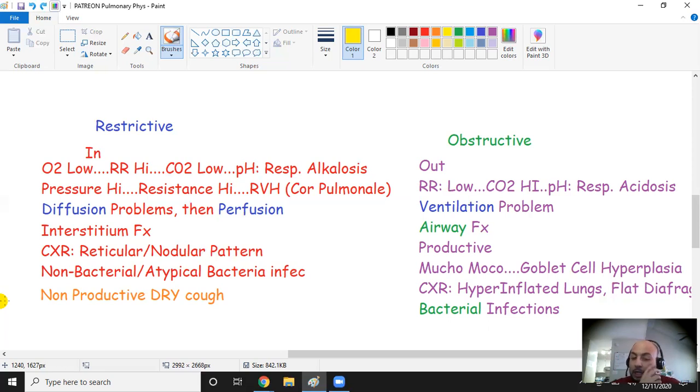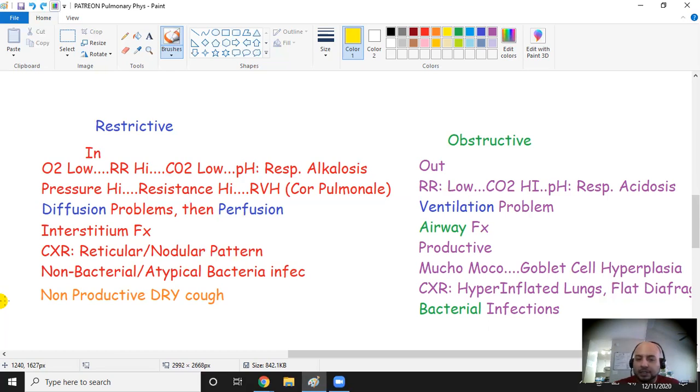So if we have a non-productive dry cough, why do we have a non-productive dry cough? Because usually the interstitium is what's affected. Okay, the interstitium, not the airways, like in an obstructive lung disease. If the interstitium is affected on chest x-ray, what do we see? A reticular pattern, a nodular pattern, or a reticular nodular pattern. They'll give you something like that, or maybe ground glass appearance. They might give you that too.